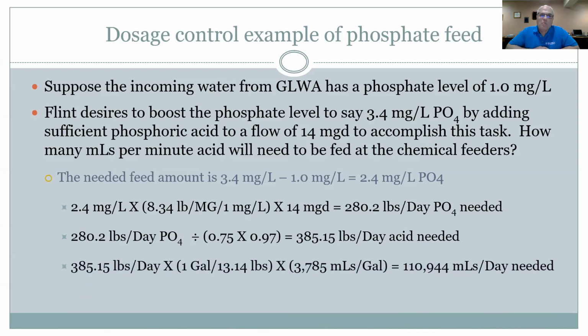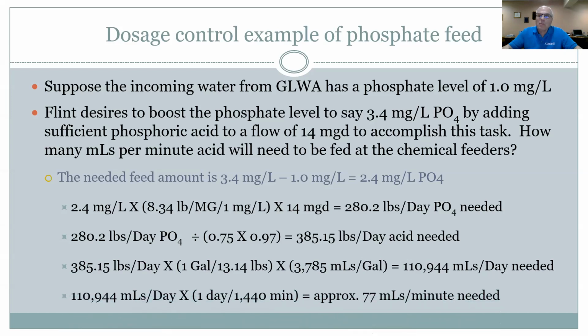They're going to take that 385.15 and change it to gallons by dividing by the pounds per gallon weight of 13.14, then change those gallons into milliliters by multiplying the total gallons by 3,785. It's going to come out to approximately 110,944 milliliters per day of acid that has to be fed. I'm going to take that milliliters per day and divide it by the 1440 minutes. That comes out to approximately 77 milliliters per minute being fed. And that's what the operator would do. They would go to the feeders and set that.